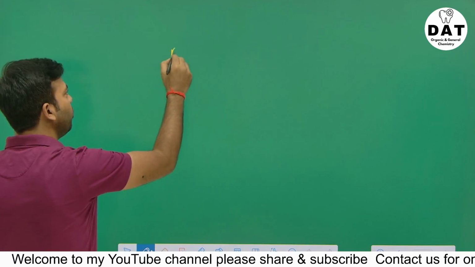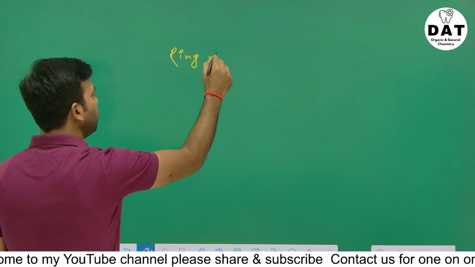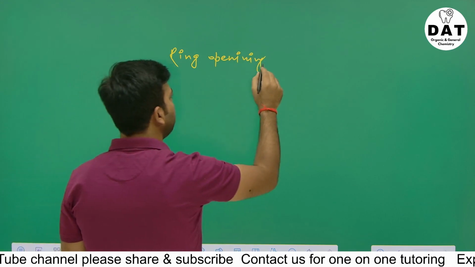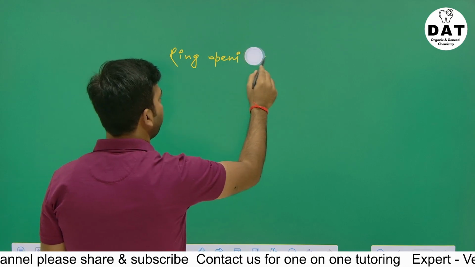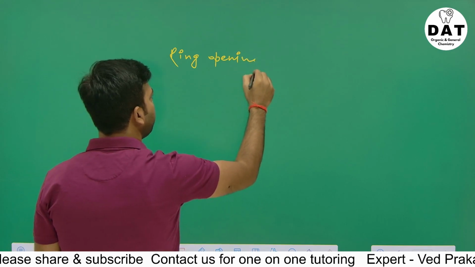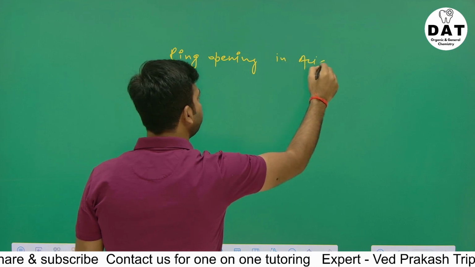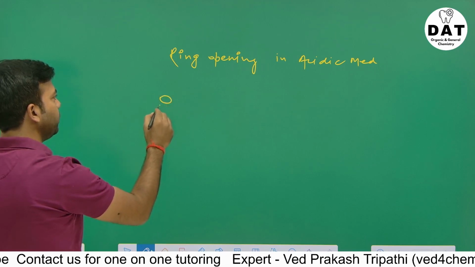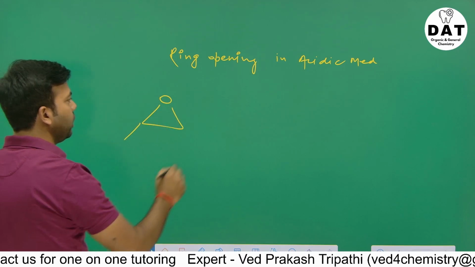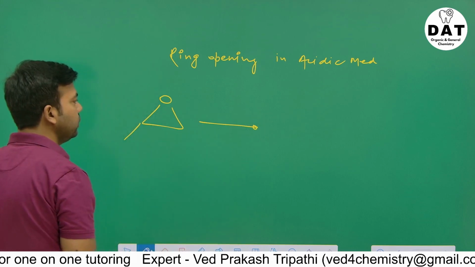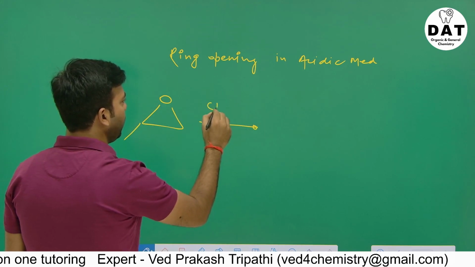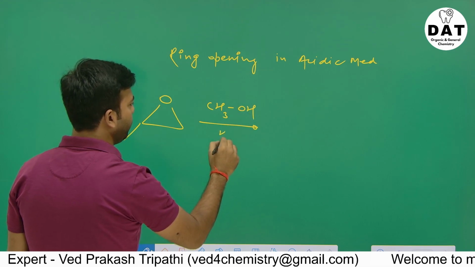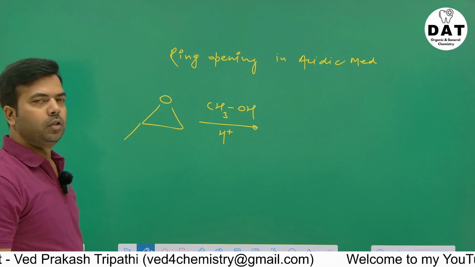So let's discuss ring opening in acidic medium. Suppose here we have epoxide, unsymmetrical, and we are going to take here, suppose CH3OH in presence of a proton acid. Clear? So what will happen here?